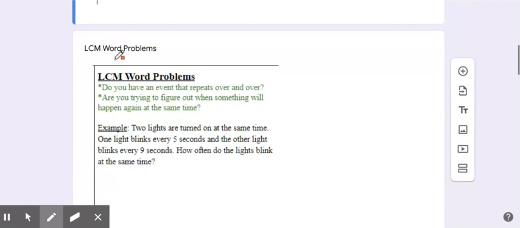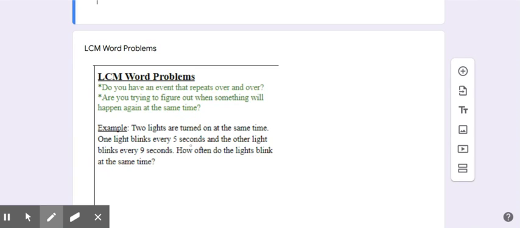Next is LCM. How do we know that the word problem suggests that we should do LCM, least common multiple? Here's a couple questions to ask yourself as far as that goes. Do you have an event that repeats over and over? Or are you trying to figure out when something will happen again at the same time? If so, this is an LCM word problem. If something is repeating or if something is happening at the same time.